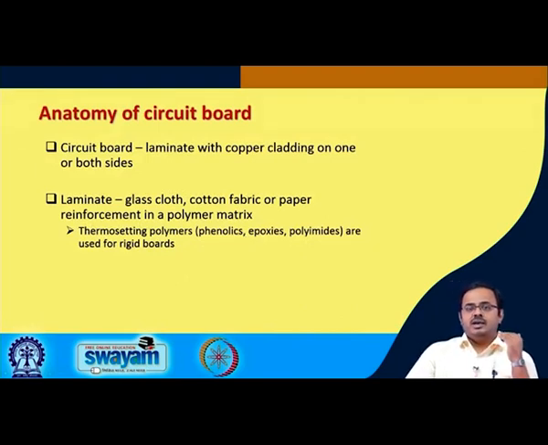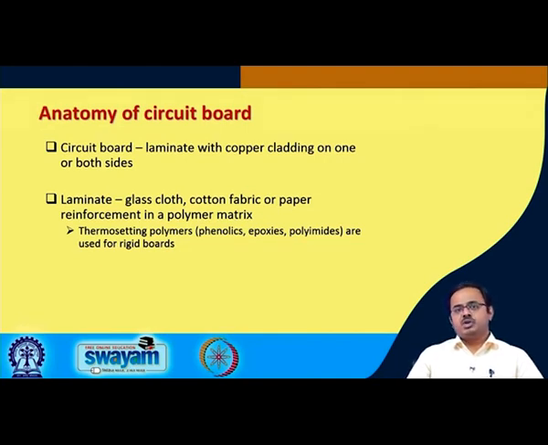A circuit board is a laminate with copper cladding on one or both sides. We will look into this later. A circuit board is made of a laminate material, laminate as in different layers, and it has copper cladding on both sides, and sometimes the copper cladding is also removed. We will see that. Now, what is this laminate made of? It can be a glass cloth, a cotton fabric, or paper reinforcement in a polymer matrix.